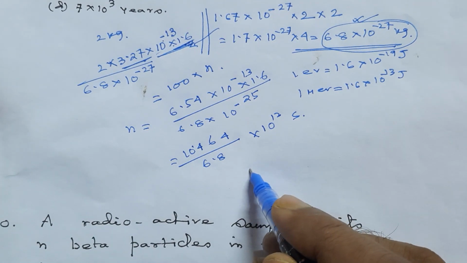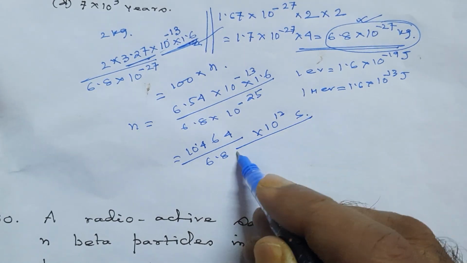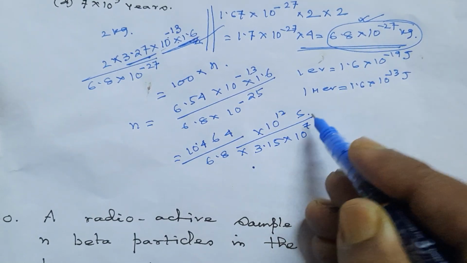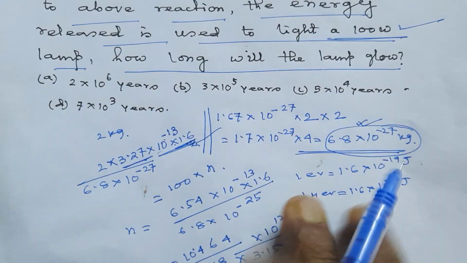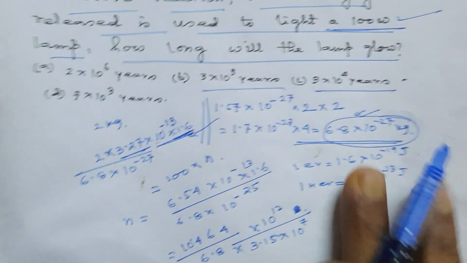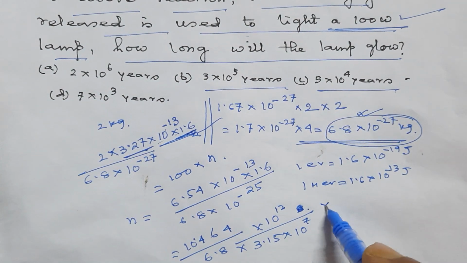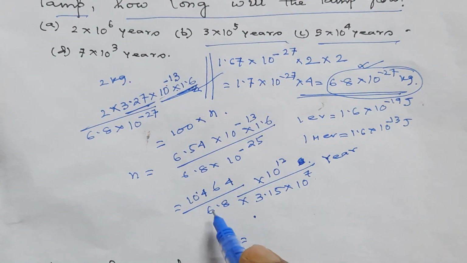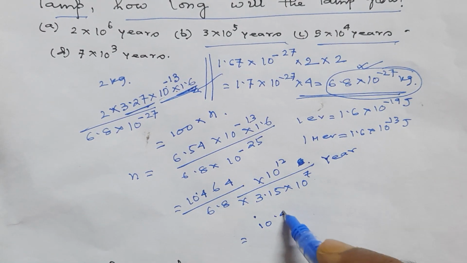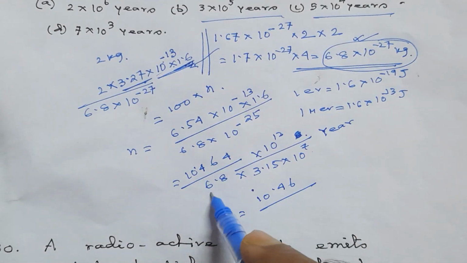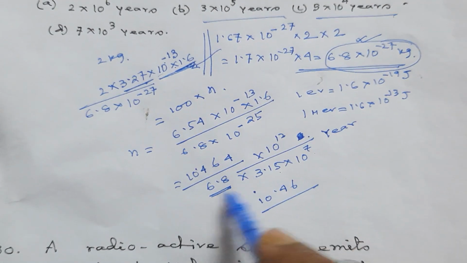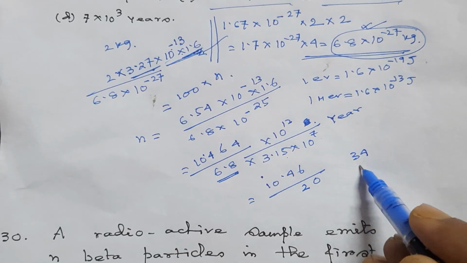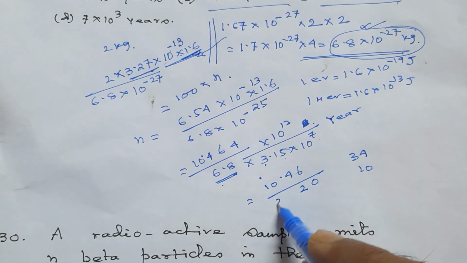And in a year, we know that there are 3.15 into 10 to the power 7 seconds. So if we convert it into years, we have to divide by 3.15 into 10 to the power 7. Then what do we get? 10.46 by 68 into 5, 340, 34, 102, 204, 214.